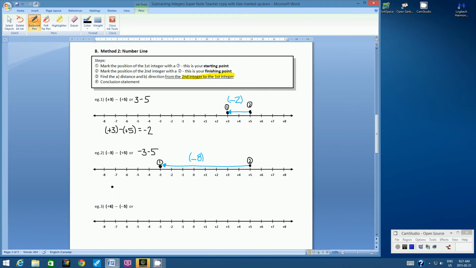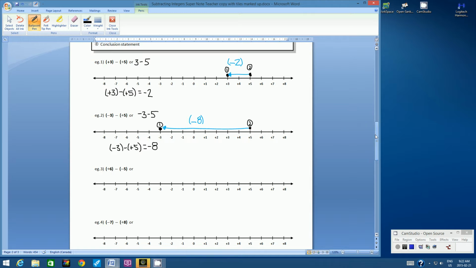Okay, let's write our conclusion statement actually. Negative 3 subtract positive 5 equals, and what's our answer? Negative 8. Okay, hope you're enjoying this method. It's pretty simple. All right, could you please rewrite this subtraction statement in standard form? Okay, so this is all I can do with standard form.